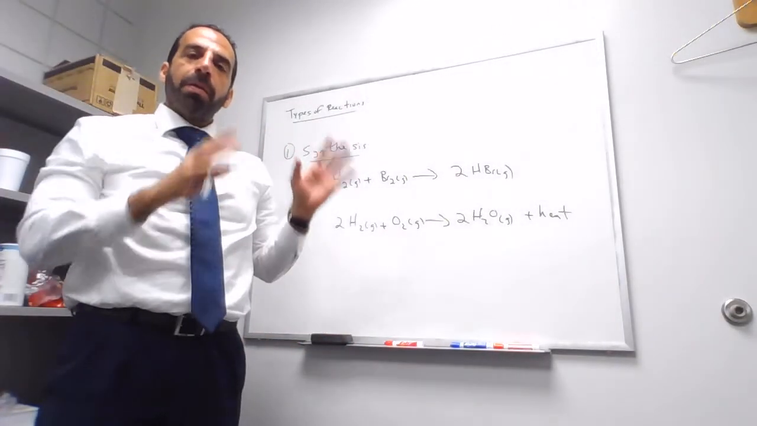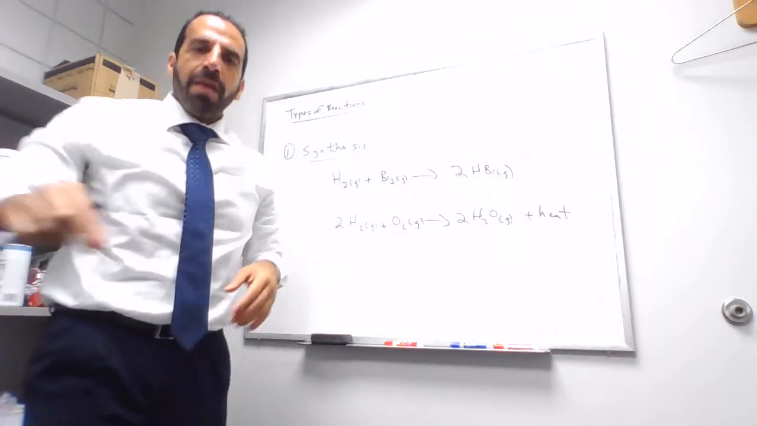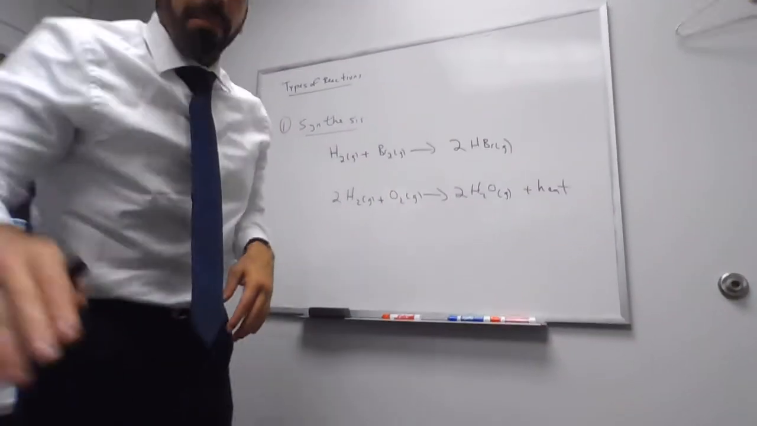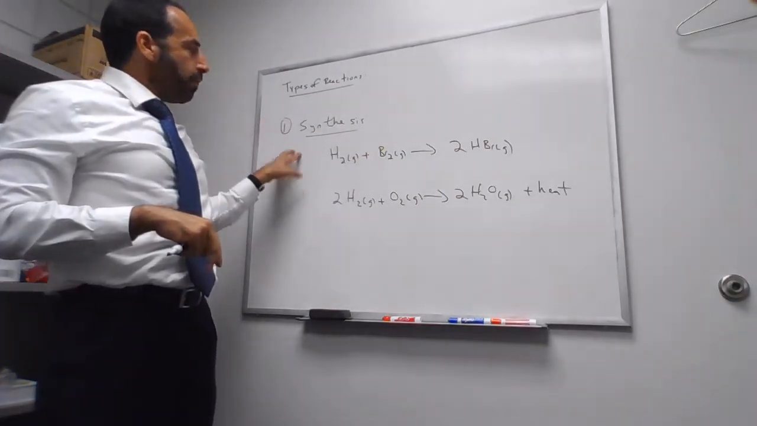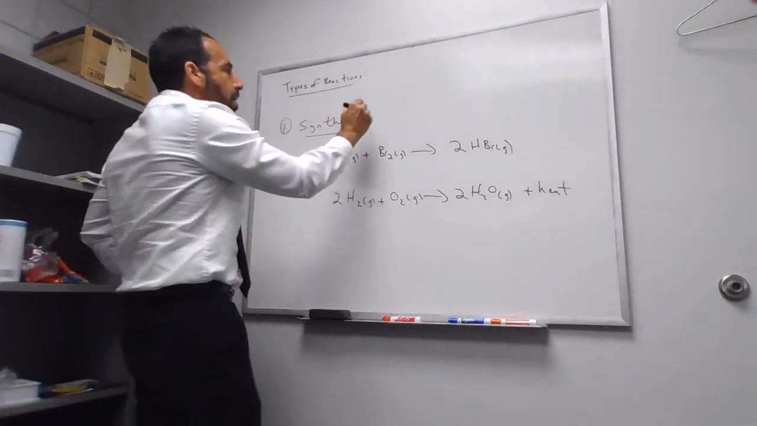Today I just want to talk about types of chemical reactions. And for us now, we're just going to have to be able to identify the type of reaction that we have. The first type is synthesis. Sometimes they'll call this combination.